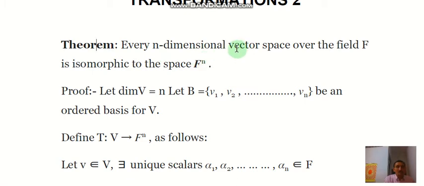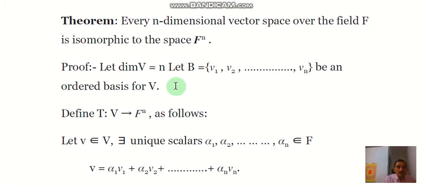So here V is a vector space over the field F, an n-dimensional vector space. Then we have to verify that this is isomorphic to Fn. Fn is the n-tuple vector space. So with the help of the transformation isomorphism, we will prove this here. We will define a suitable mapping, and we will prove it is an isomorphism.